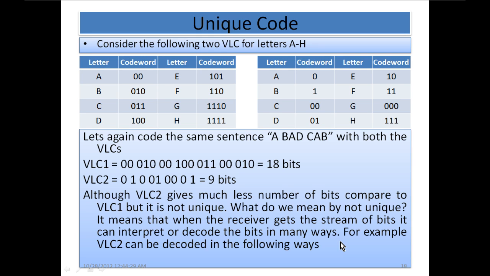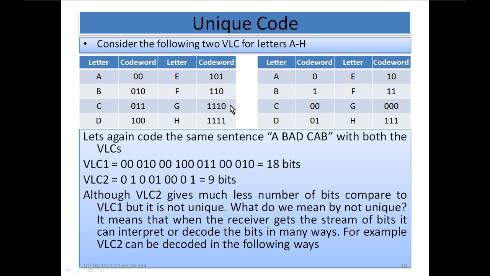Now, unique code. Consider the following 2 VLCs for letters A to H. This is also a variable length code and this is also a variable length code, but there is a subtle difference between these 2 variable length codes. Let's again code the same sentence, a bad cab, with both the VLCs.